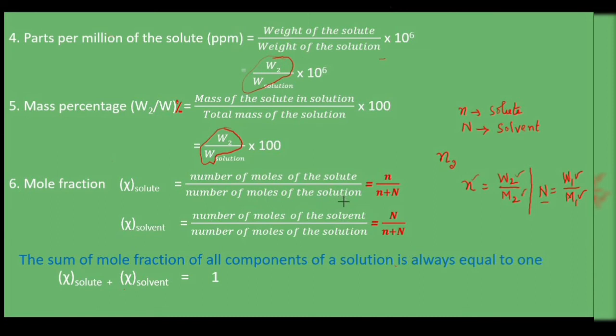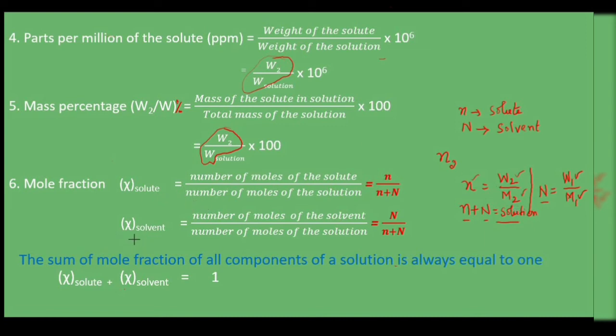The number of moles of solution is calculated by summing up the number of moles of the solute and the number of moles of the solvent. This will give the number of moles of solution. Understood? Solute plus solvent will give solution. So, number of moles of solute plus number of moles of solvent will give the number of moles of solution. So, this is the formula for solute.